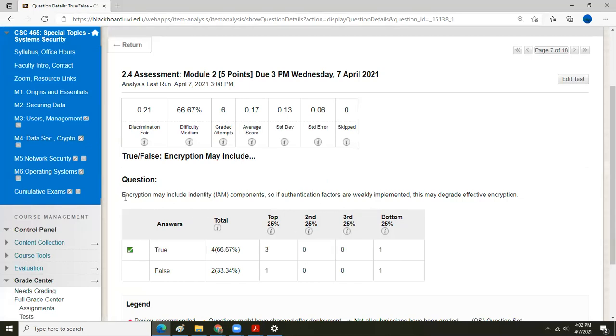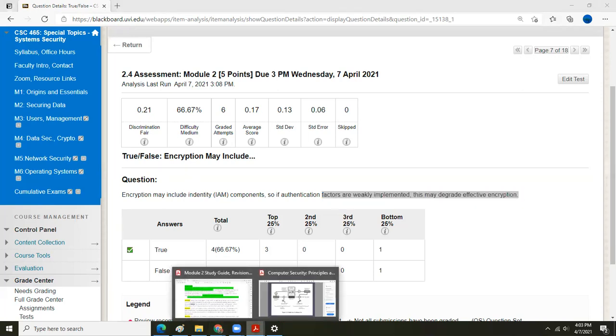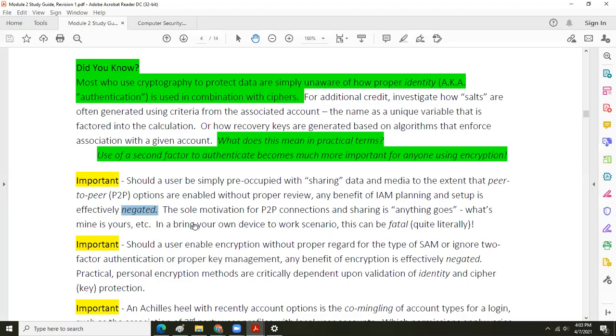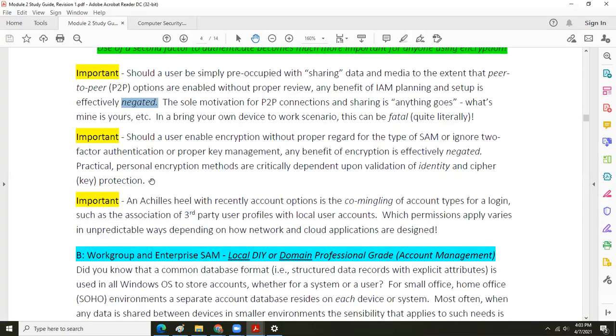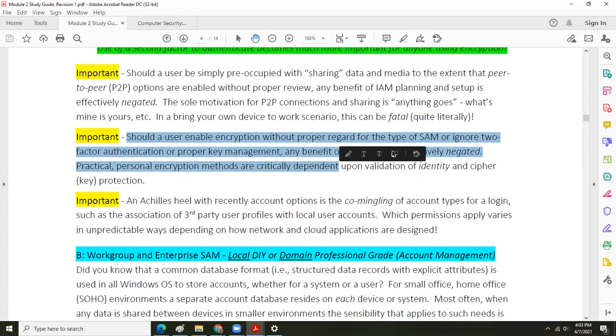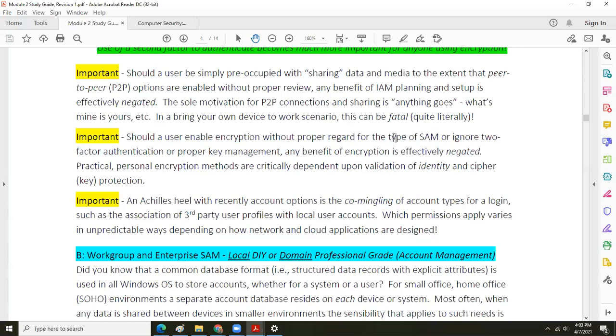Okay, it says encryption may include identity account components. So if authentication factors are weakly implemented, this may degrade effective encryption. This is stated in your study guide. We tell you that. So this has to do with the type of SAM or ignore two-factor authentication.